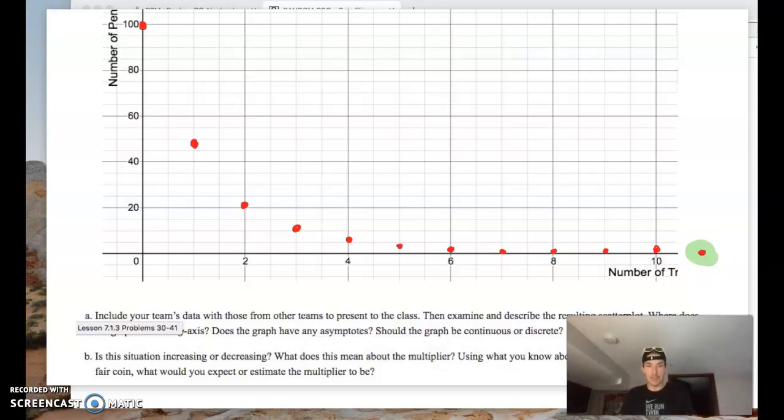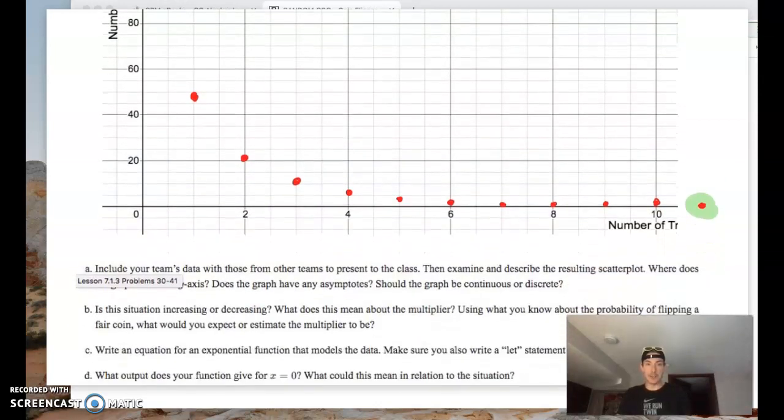And then let me see. Part B says, is this situation increasing or decreasing? What does that mean about the multiplier? Well, clearly we've got a decay model here. We are decreasing. And what does that mean about our multiplier? That means our b value is going to be less than 1, but bigger than 0. Okay? And you might be able to recognize what the b value is probably pretty close to.